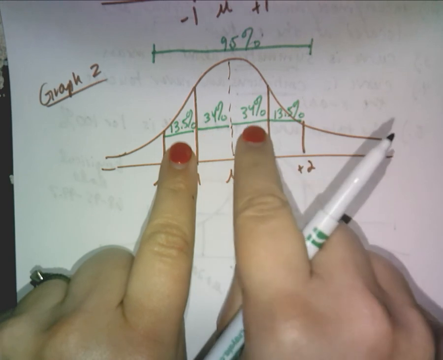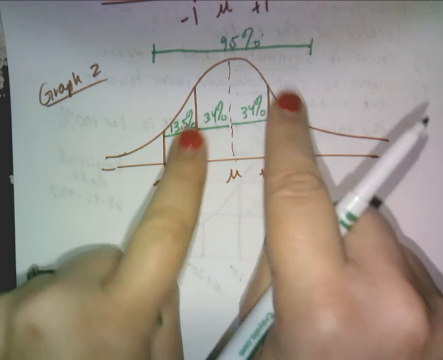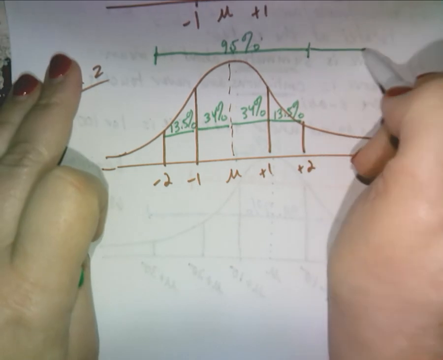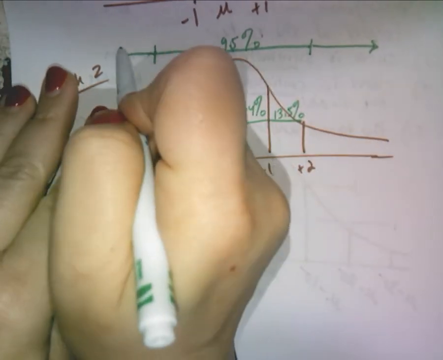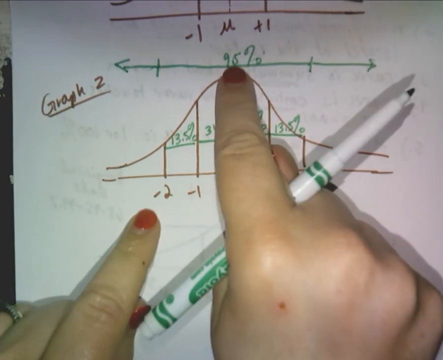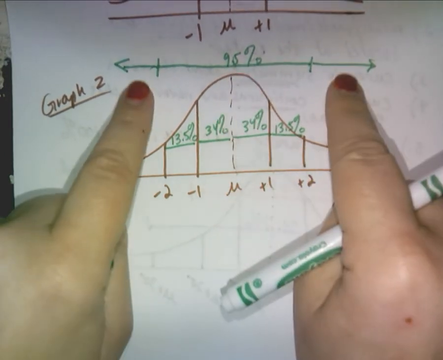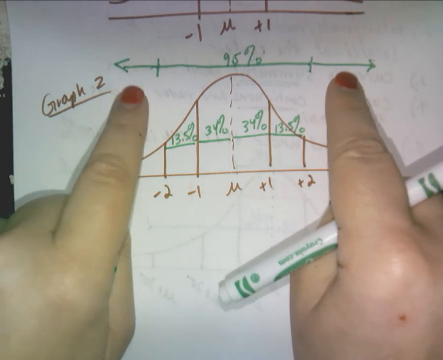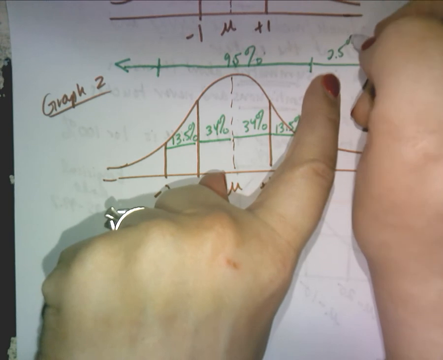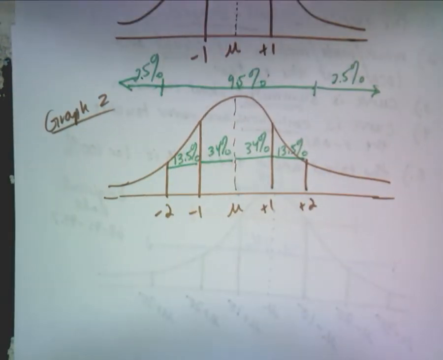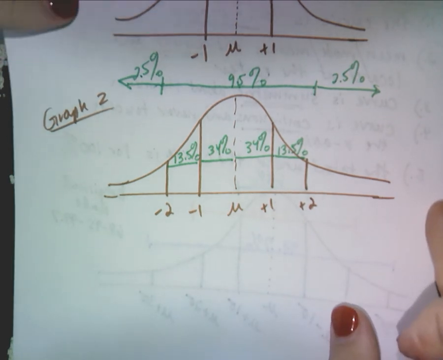13.5 plus 34 plus 34 plus 13.5. Add it up. It makes 95. So then question, how much is left from here and here? 5% for both, correct? So then how much for this piece and this piece? 2.5. Good job. That's how you figure it out. Now, mind you, my teacher never let me do that. So I was like, what?